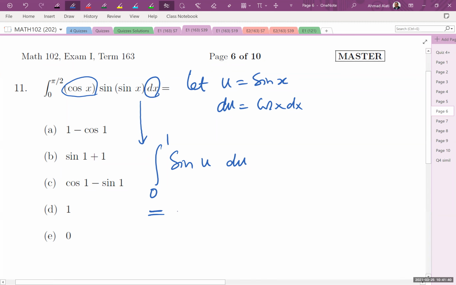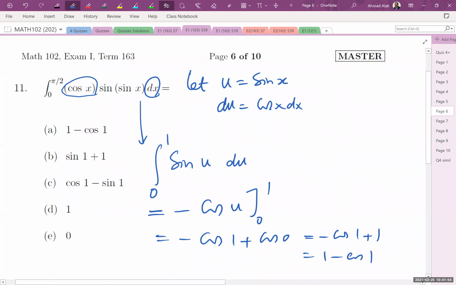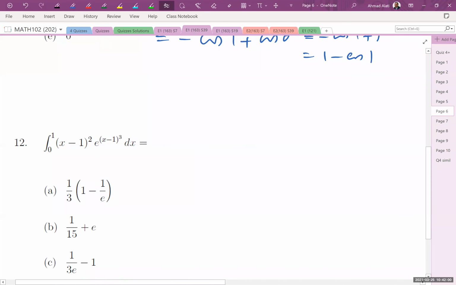Negative cosine u from 0 to 1. So this is negative cosine 1 minus negative cosine 0. So this is negative cosine 1 plus 1. This is 1 minus cosine 1. Let's go to the next question.